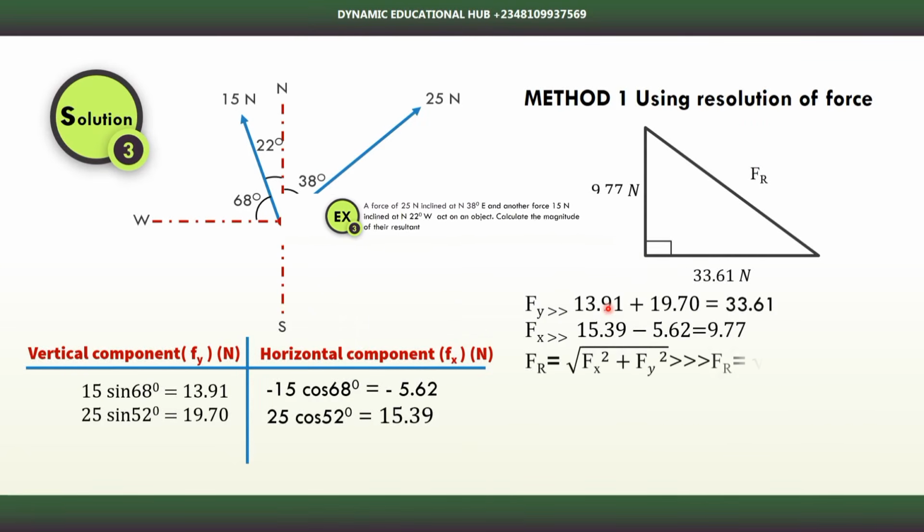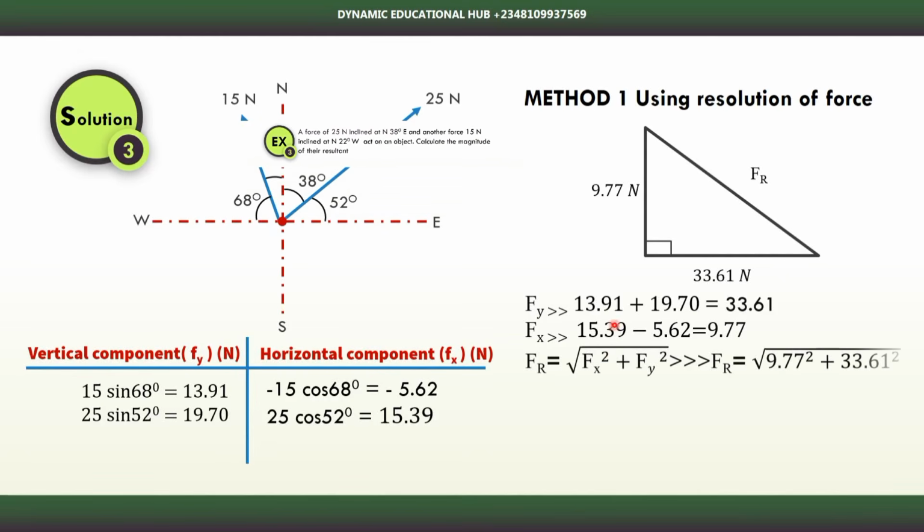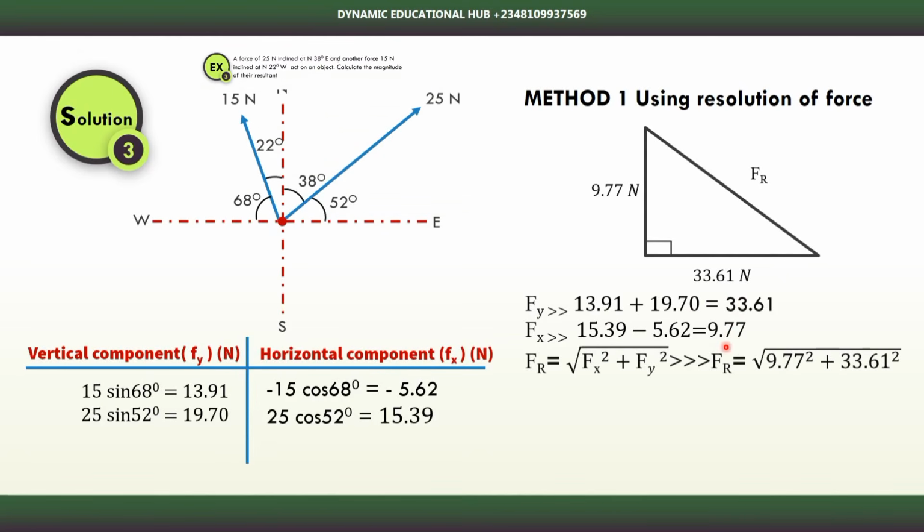What is FR? FR will be the square root of this square and this square. So that is 9.77 squared plus 33.61 squared. Solving that, we are going to get 9.77 squared is this. Pressing your calculator, 33.61 squared is this. Adding them together.